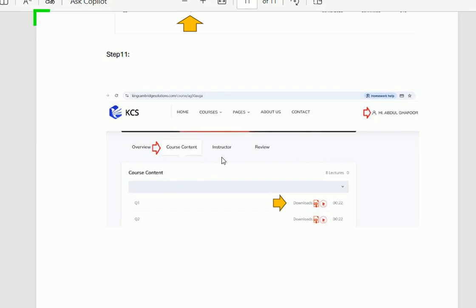When you click on the file icon, you will download the PDF file, the solution of each question. When you click on the video icon, you will download the video of the question. In this way, you will download all the questions of the session October 2024.